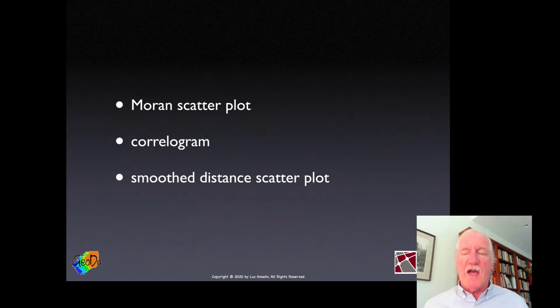One is the Moran scatter plot, which I believe is the most useful of the three because it makes a direct connection between global and local. And then two other visualizations that are based on a different view of measuring spatial autocorrelation and specifically relating the strength of the autocorrelation to distance decay.